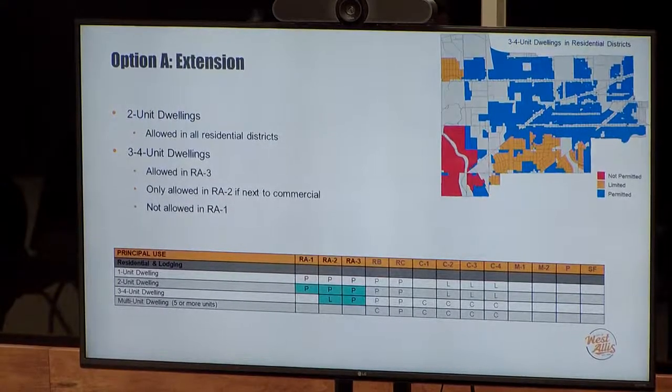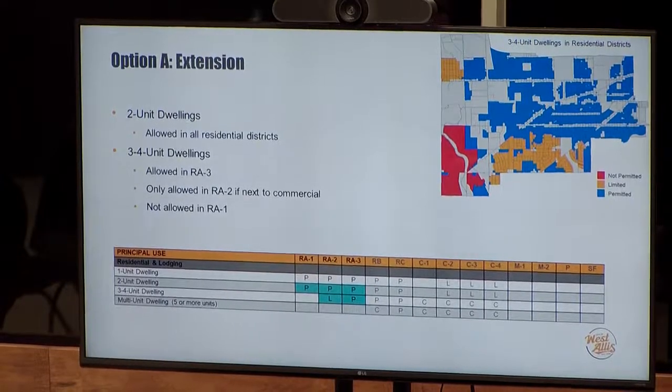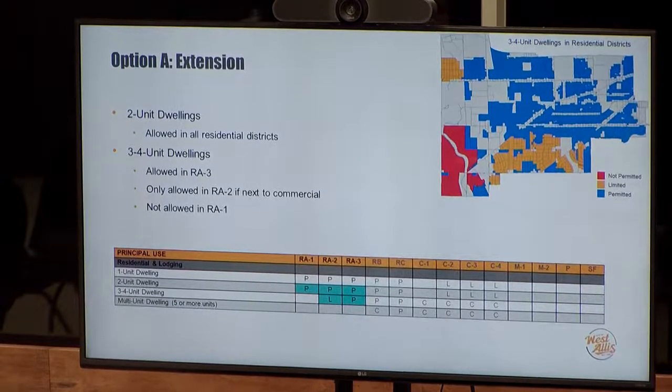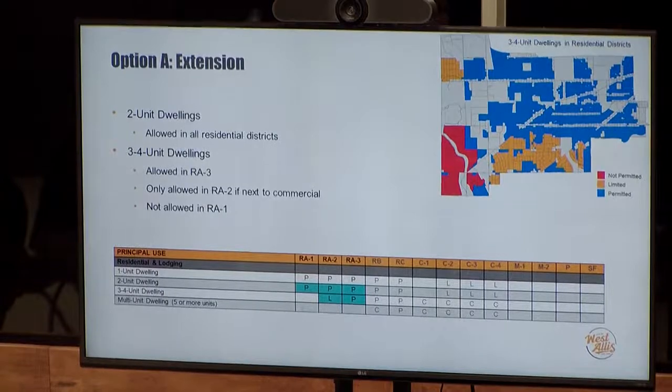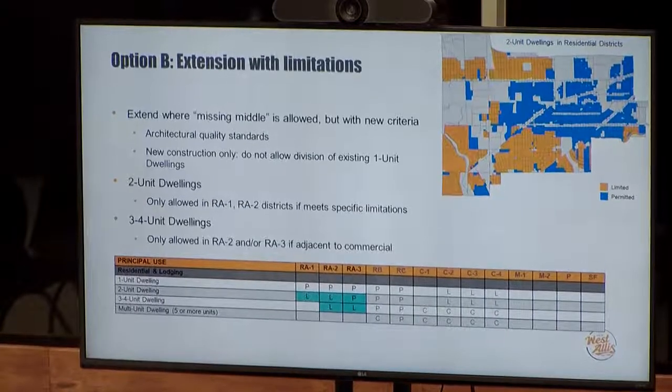One thing from a zoning perspective is that the form and function of a duplex and a single unit dwelling are pretty much the same. They look pretty much the same. They function pretty much the same. So that's just why we would allow those in RA1, but not the 3 to 4 unit building.